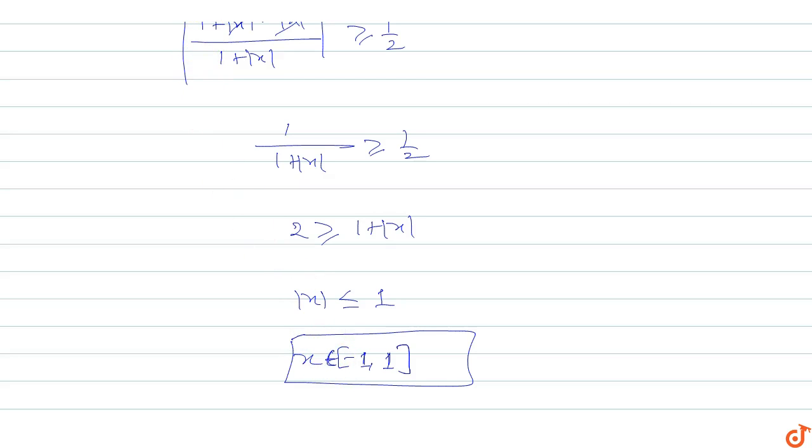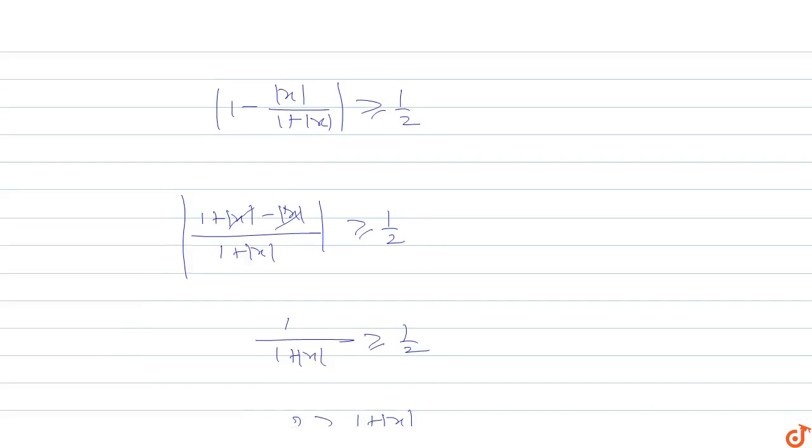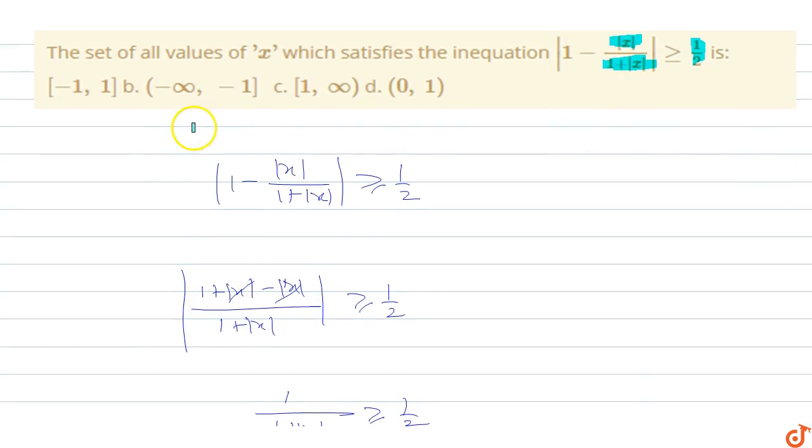Okay, so the value of x satisfying this equation is from minus 1 to 1. Okay, x belongs from minus 1 to 1. So which option will be the correct option? Option A will be the correct option, minus 1 to 1. So the value of x satisfying this inequation is from minus 1 to 1.